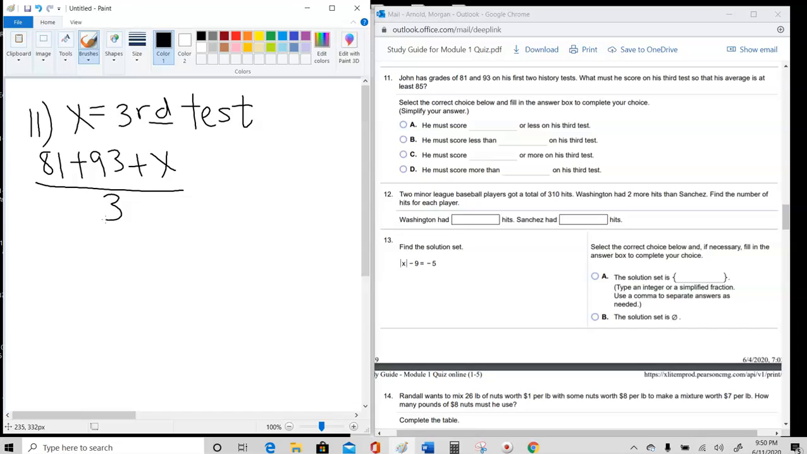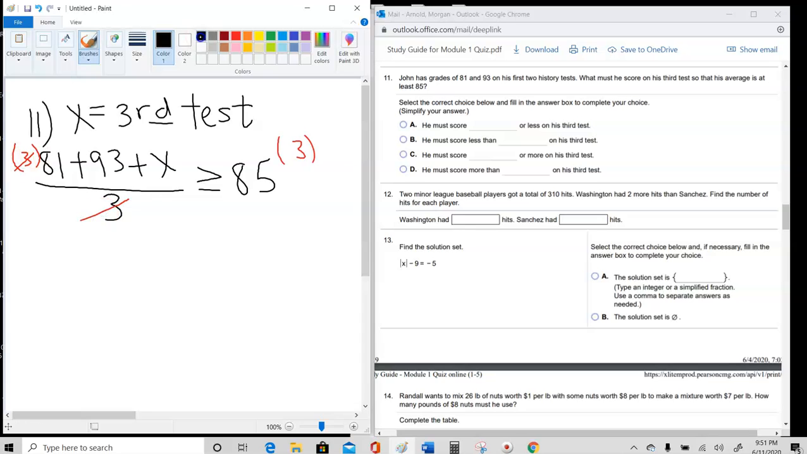And at least 85, that means he could score 85 on the third test, or actually greater than that. So because he can score 85 or better, then we use greater than or equal to. Now our inequality is set up. The next step, eliminate the fraction by multiplying both sides of your inequality by 3.